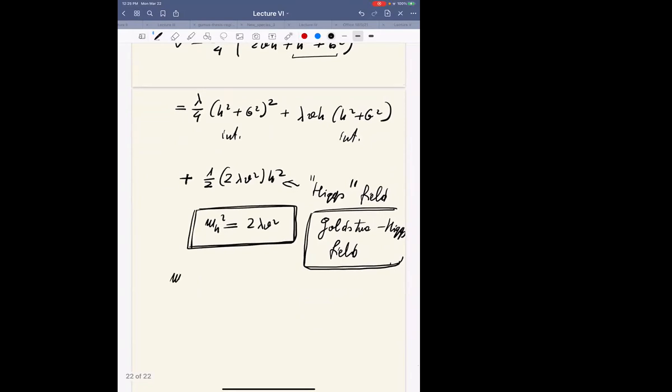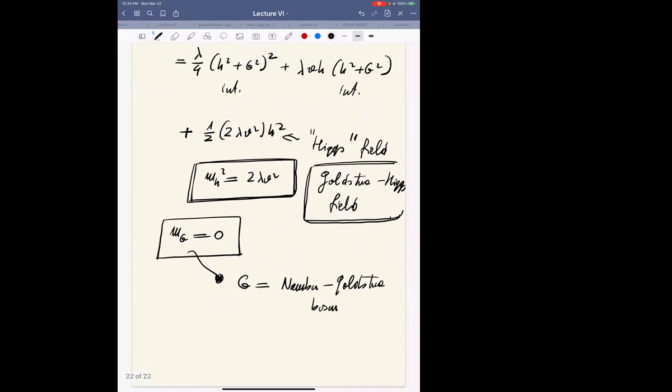What else did we learn? That mG is zero. Notice that there is no mass term for G. This field G is called Goldstone boson very often. It should be called Nambu Goldstone boson. But it's often called Goldstone boson. So Goldstone got recognized for something he should have gotten recognized. There is an irony here.